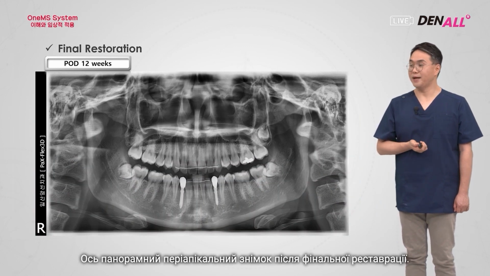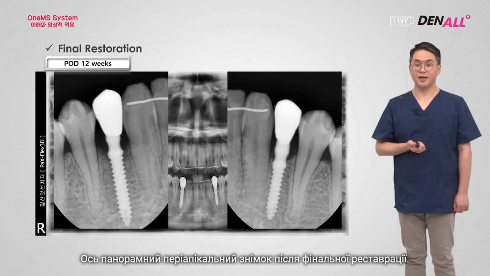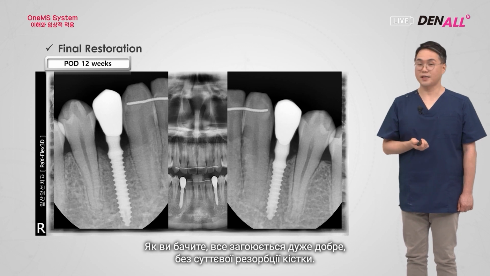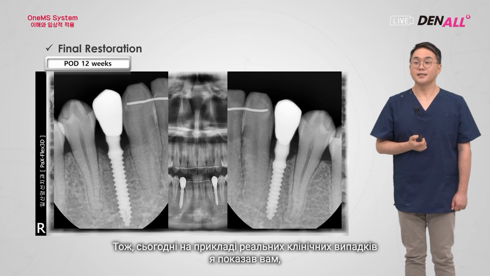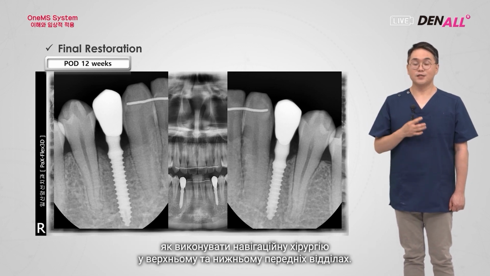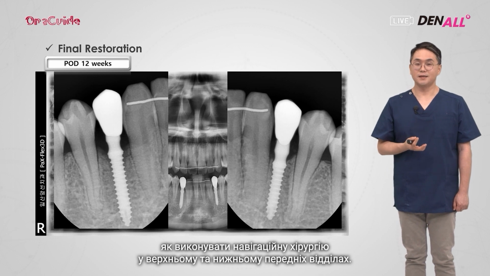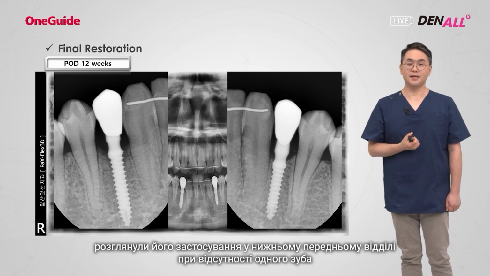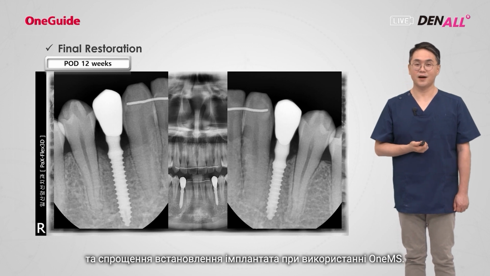After final restoration, in the panorama and PA pictures, without much bone resorption, you can see it's healing nicely. So I showed you on the upper and lower anterior part how to do guide surgery with actual cases, and we looked at the one MS kit and how to treat a single missing tooth on the lower anterior side, and how the implant can be placed easily.